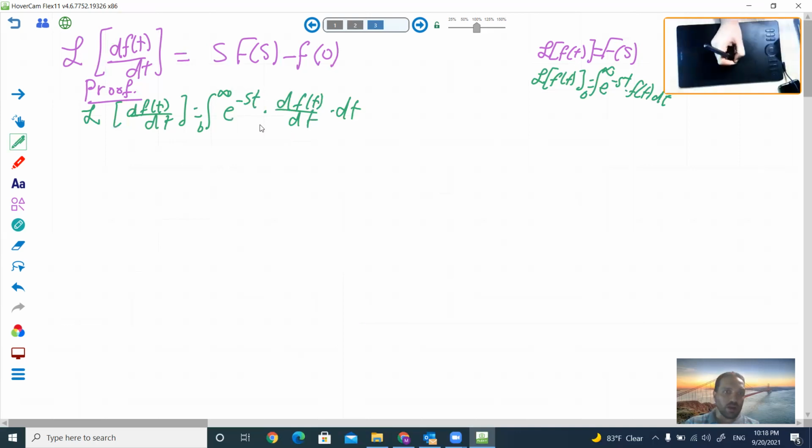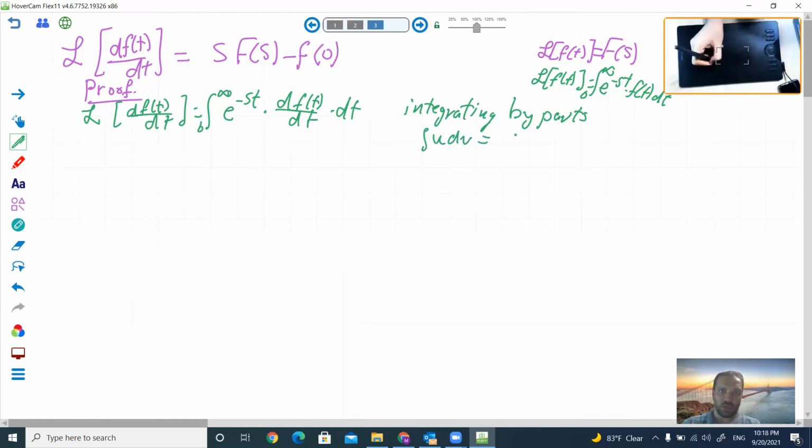When you find the derivative in the integration, integration by parts will help us. Can you remember the integration by parts? This is the integration of u dv equals uv minus the integration of v du. So this is our u and this is our v in our case.